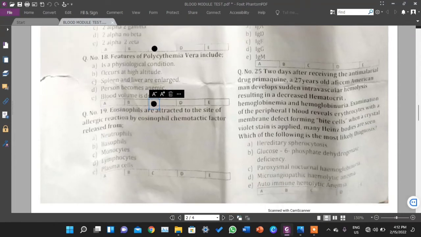Since the volume is not decreased due to polycythemia, blood volume is increased and the person does not become anemic, because there are more RBCs in the blood to carry hemoglobin.